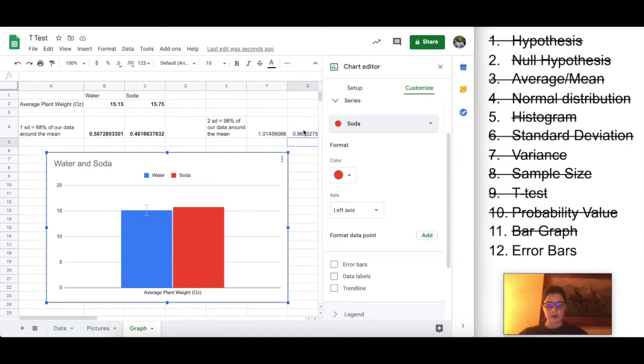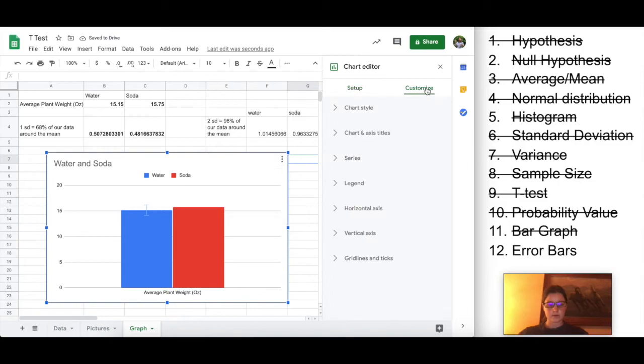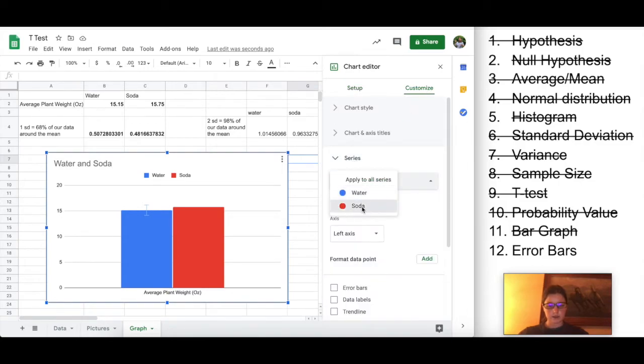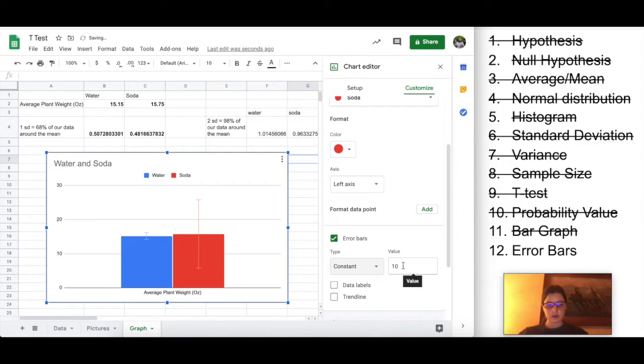Now we'll do that for soda. Since this is soda's standard deviation, I'm going to go to soda, click the error bar, make it constant, and make the value 0.96.